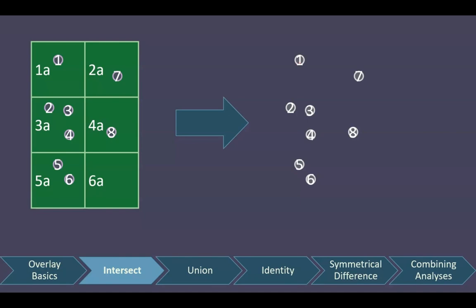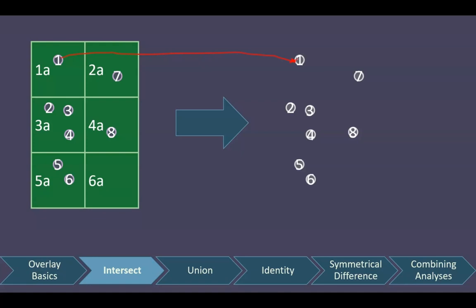And if we run Intersect, what we get out are the points, because points and polygons can only overlap at a point. So that part should be pretty straightforward, right? This point here is this point here.